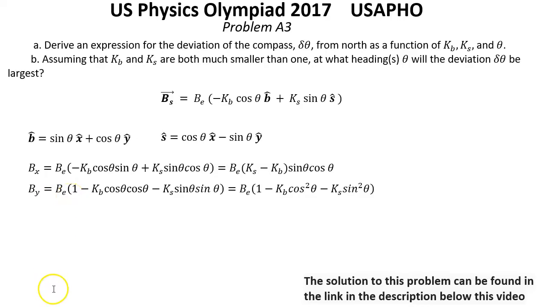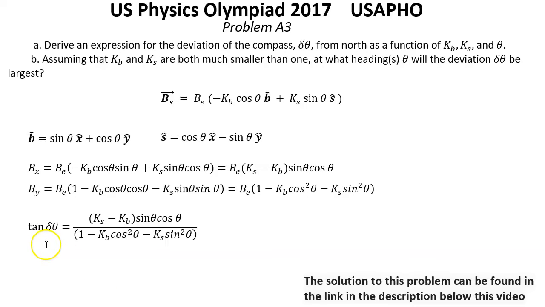And now to find the deviation, we just find the tangent of this angle. Tangent delta theta equals this relation. This is the answer for question A.